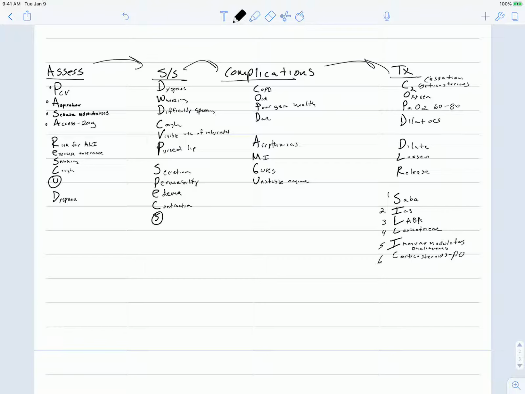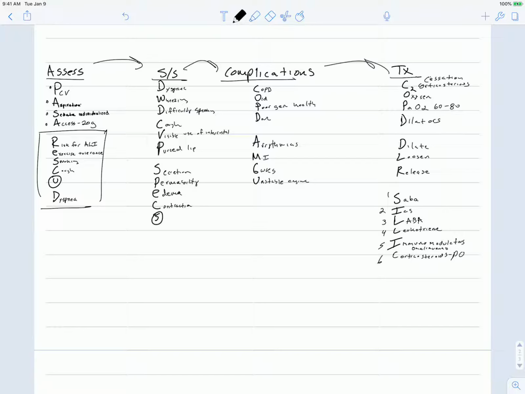And then what else are we assessing? This one bleeds over into signs and symptoms, but we're assessing for risk factors for acute lung injury. So that will include pneumonectomy and chronic alcohol use. And we'd want to be judicious with fluids intraoperatively to limit acute lung injury. And then the rest of these are kind of self-explanatory as long as you can read my handwriting.